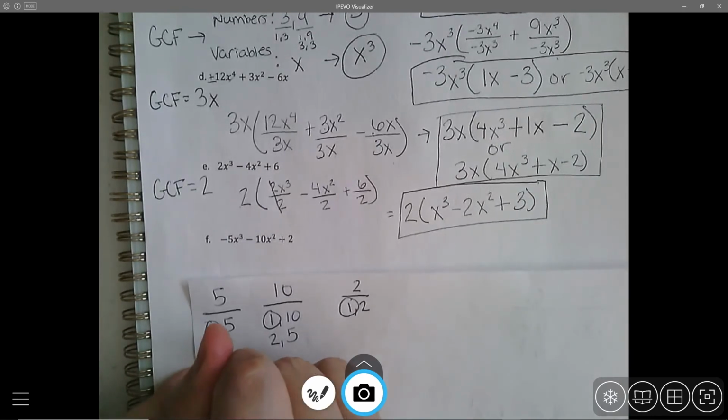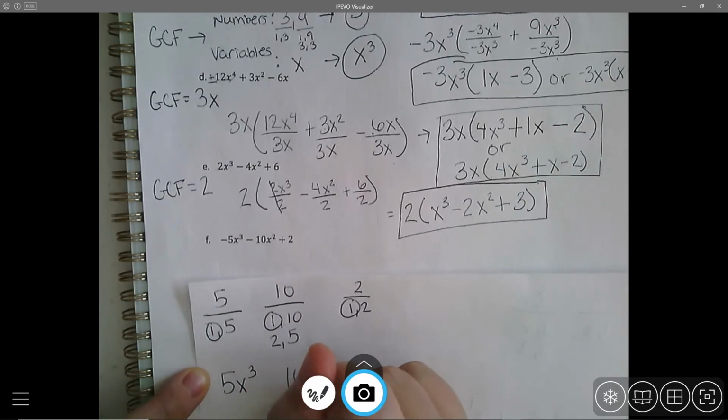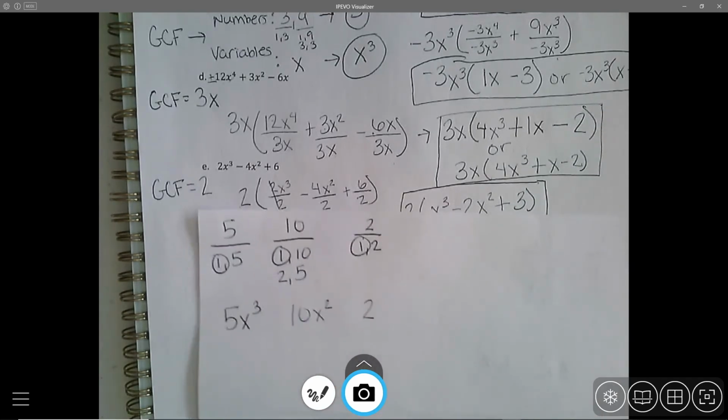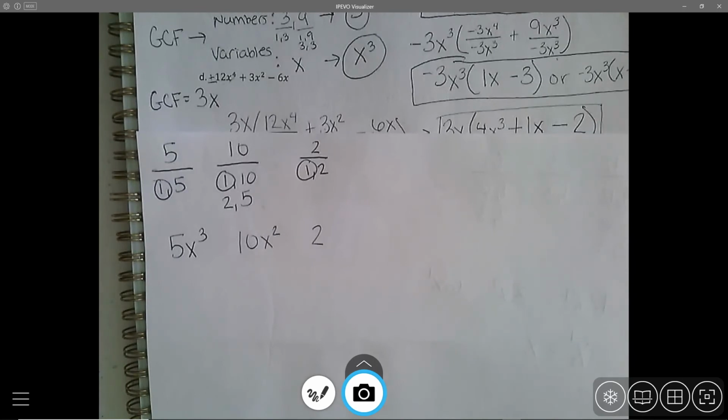Now, if I write out my terms, ignoring the pluses and minuses, I have 5x cubed, 10x squared, and 2. There are my terms. I'm going to ask myself, do they have a variable in common on all three of them? No. Since there is not a variable or letter common to all three of those, they do not have a GCF with a variable.